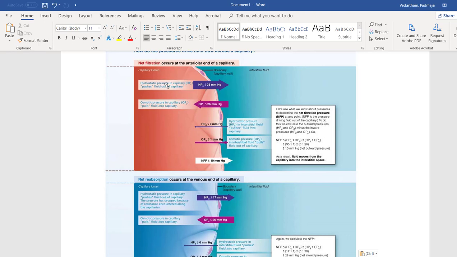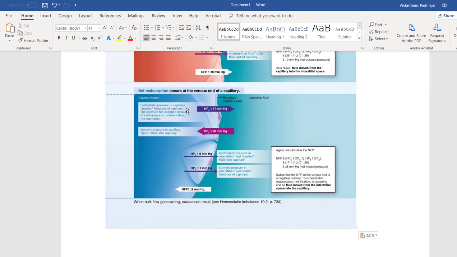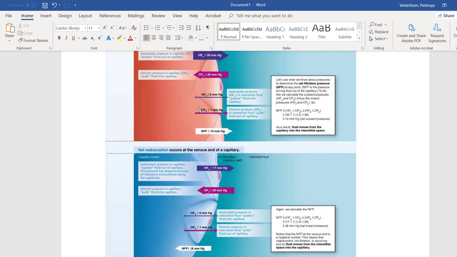Here we can see that the hydrostatic pressure pushes the fluid out of the capillary and osmotic pressure pulls it back into the capillary, right? The numbers here say 5 millimeters Hg and 1 millimeter Hg, I'm sorry, I did not give you the osmotic pressure of the interstitial fluid. So let's just go here and do this. Suppose hydrostatic pressure is 35 here, and 26 is the osmotic pressure on the arterial side. The net filtration pressure is 10 mmHg.